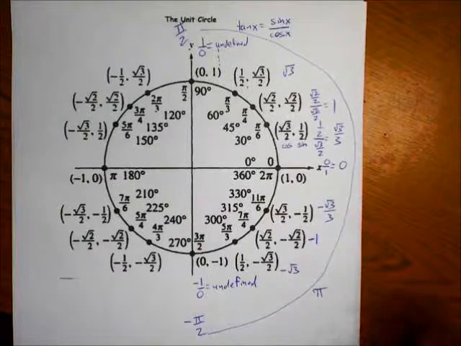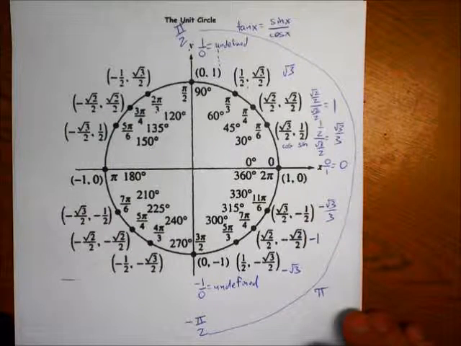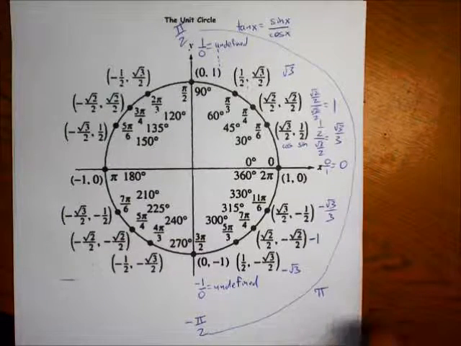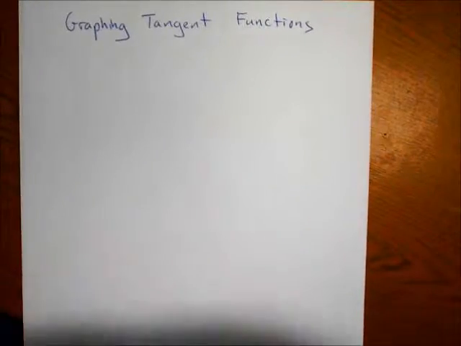Okay, so how does this all relate to a graph? Let's go ahead and graph first just the regular tan function, and then we're going to graph one that demonstrates all the other transformations you can do to the graph. Okay, I'd recommend using a straight edge.